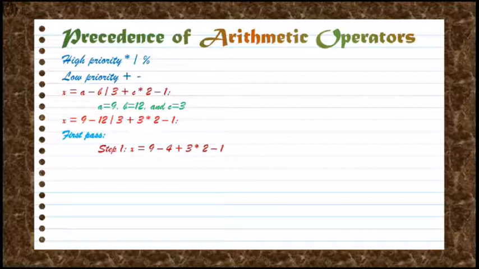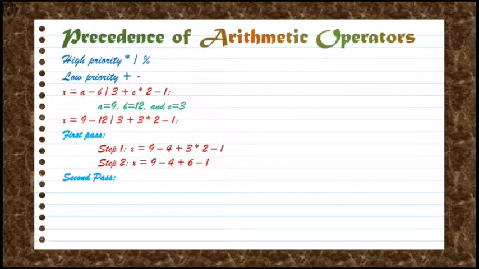So in the next step, from left hand side to right hand side, the multiplication symbol comes. So we multiply 3 into 2, that is 6. So in step 2, the statement becomes 9 minus 4 plus 6 minus 1. So if you see, all the division and multiplication symbols are over. So in pass 2, we will perform addition and subtraction from left to right.